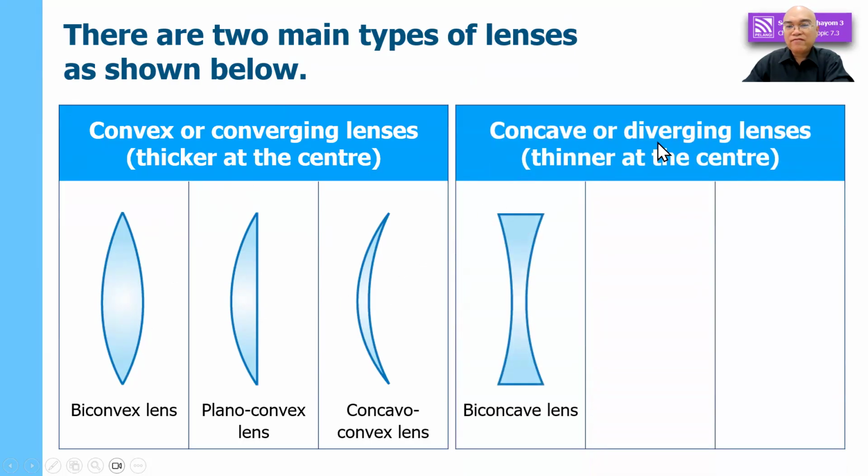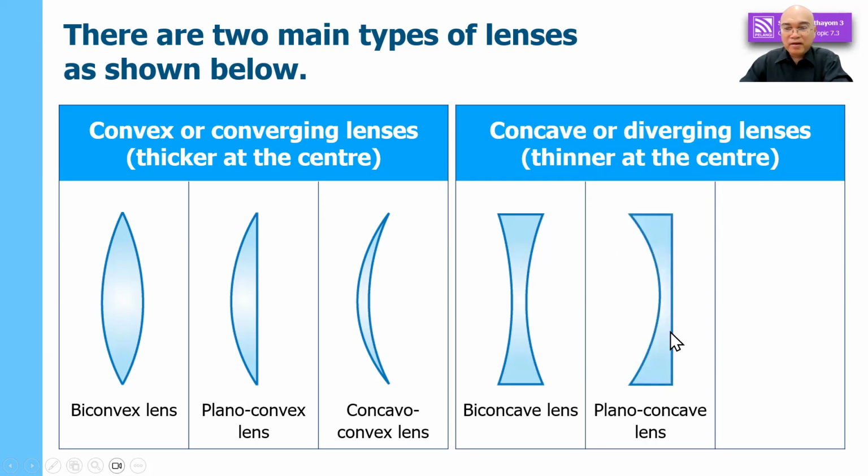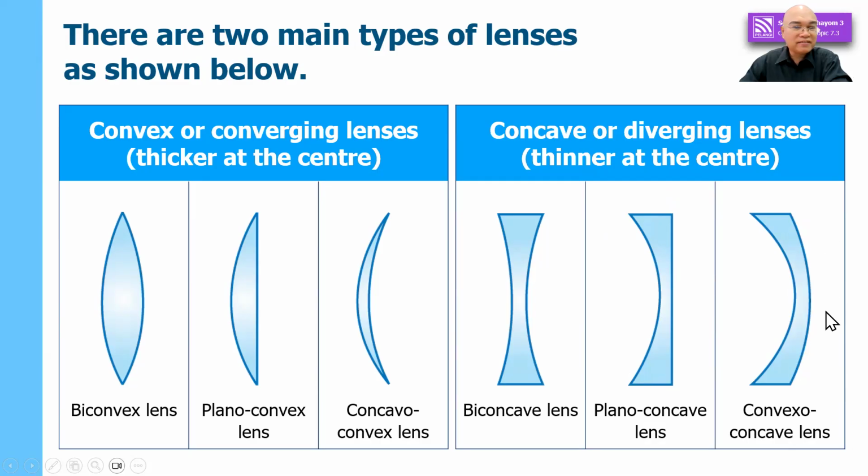The concave or diverging lenses means thinner at the center. This is biconcave lens. Bi means two. There are two sides which are concave. And we have plano-concave lens. One is flat, the other one is concave. And we have here convexo-concave lens because outside here on the right side is the convex, but here on the left is concave.